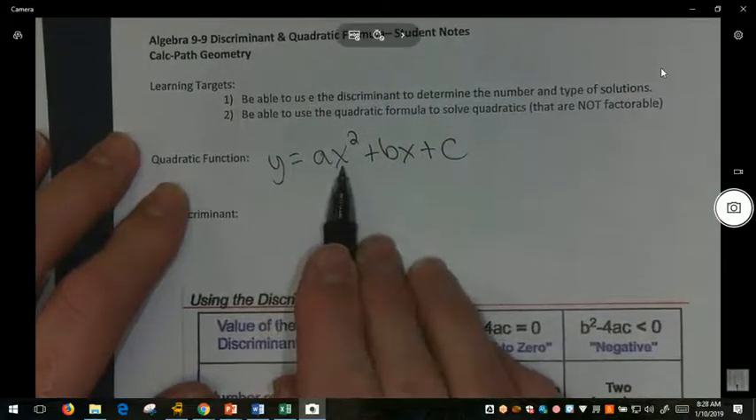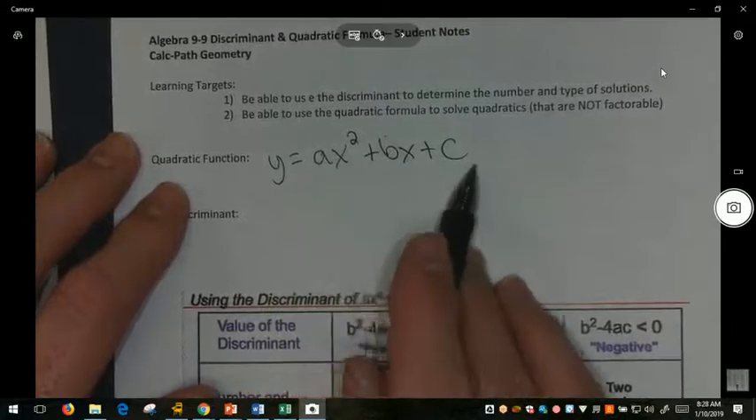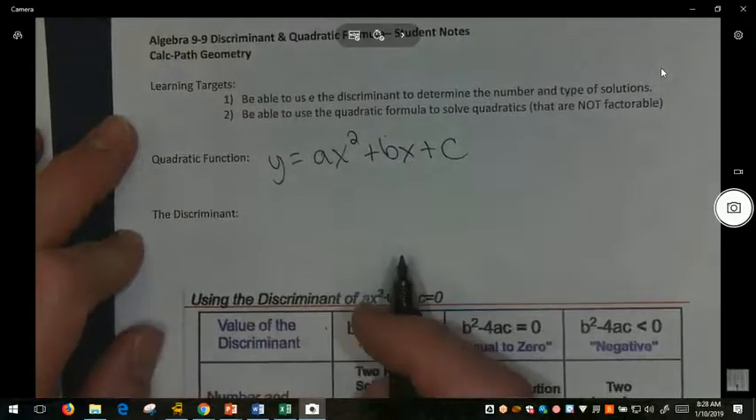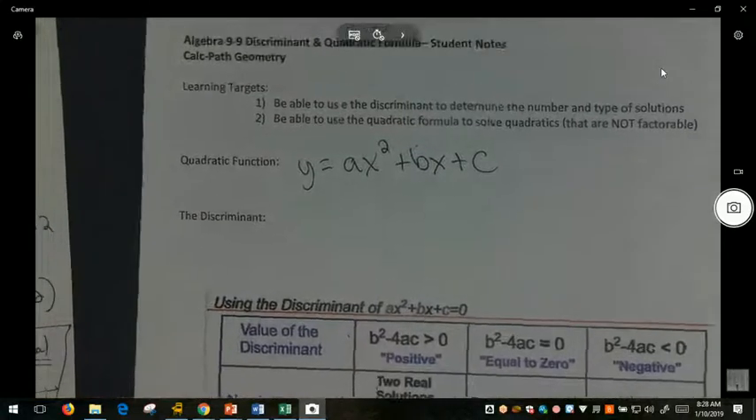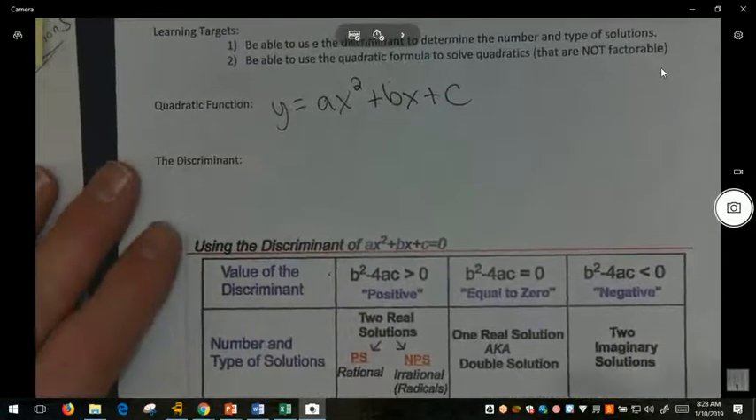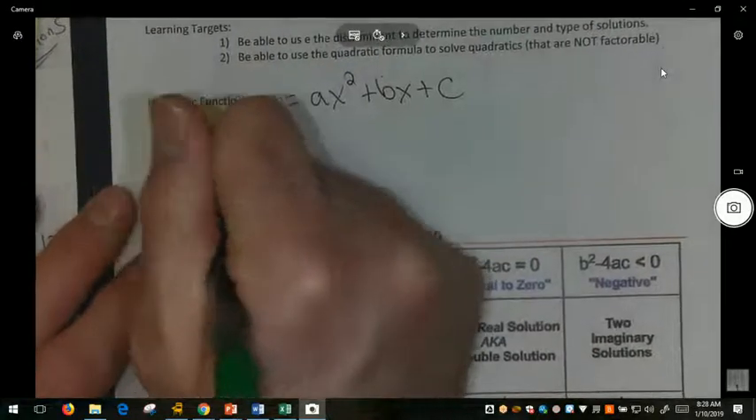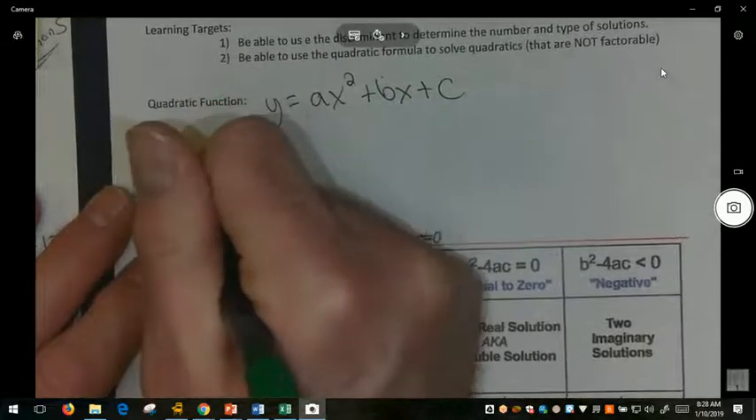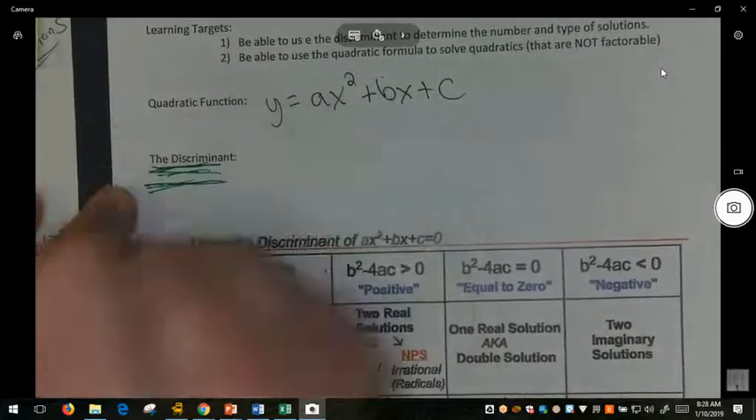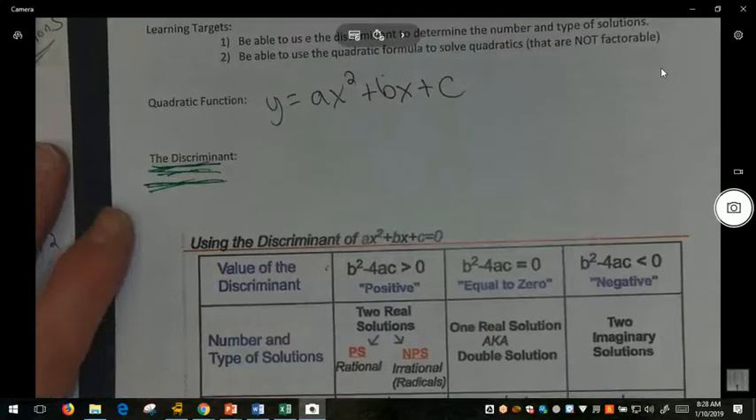is the coefficient on x squared, b is the coefficient including its sign on x, and c is the constant. There is a quadratic formula, but I want to first talk about the value of the discriminant, which is part of the quadratic formula. I'm not going to derive the quadratic formula for you because we need to understand how to do completing the square first. You'll be learning that in Calc Path Algebra 2.